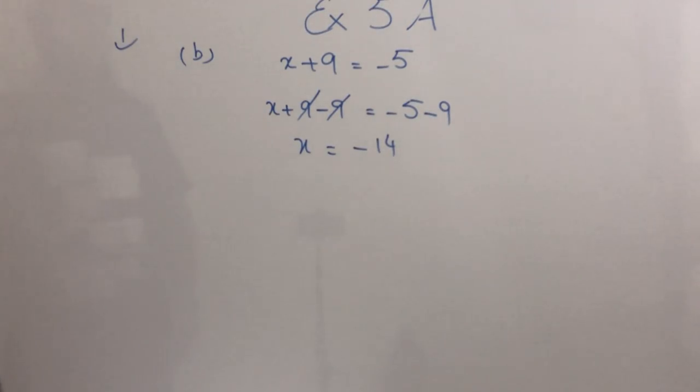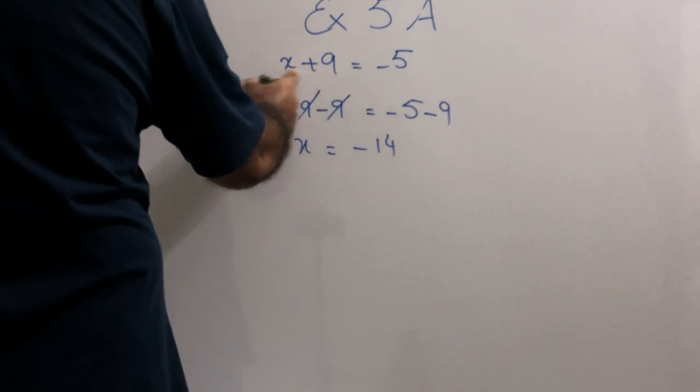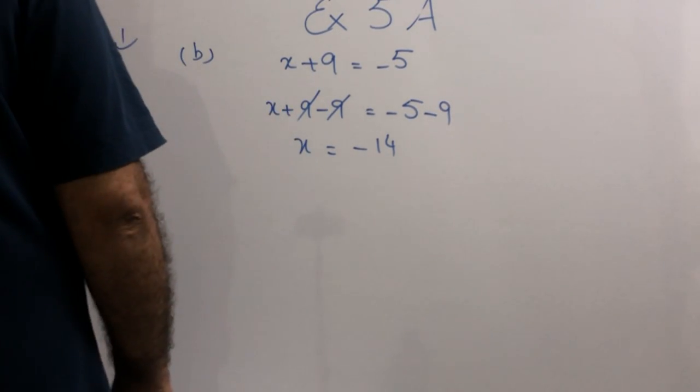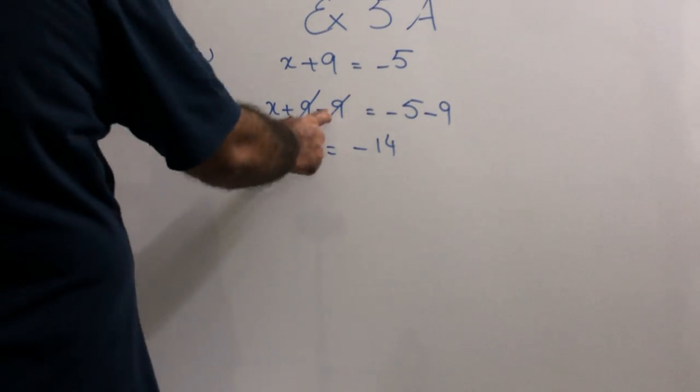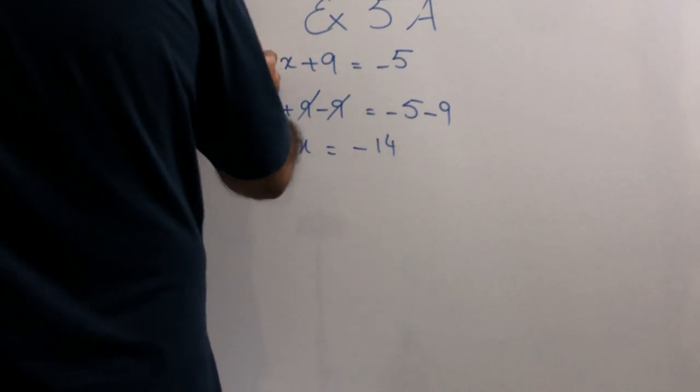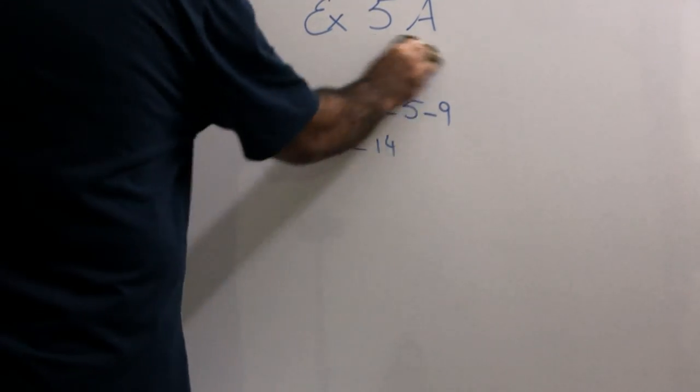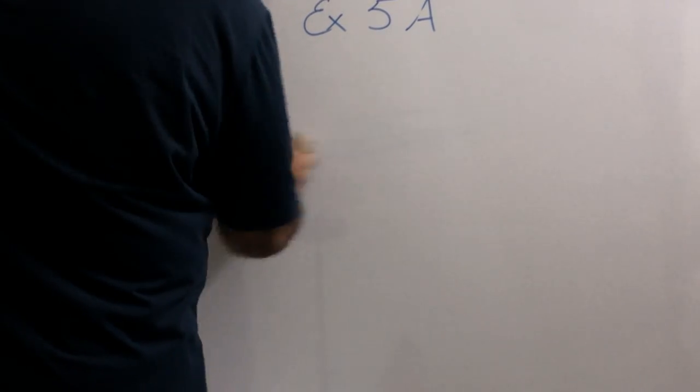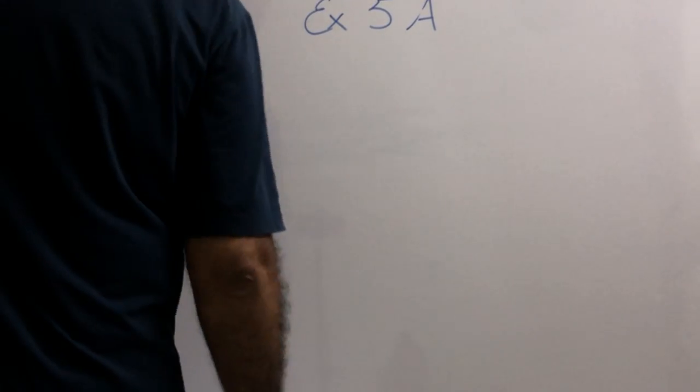This is very simple. You can say it is a one-step question. X plus 9 is equal to minus 5 was given, and we were looking for the value of x. For that we don't need this plus 9 with x, so just to cancel it out we did minus 9 on both sides and we got the value of x, which is minus 14.